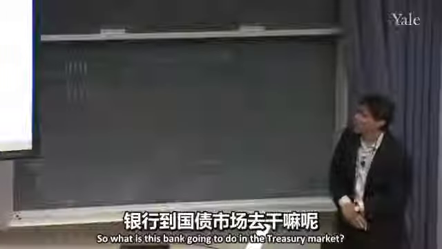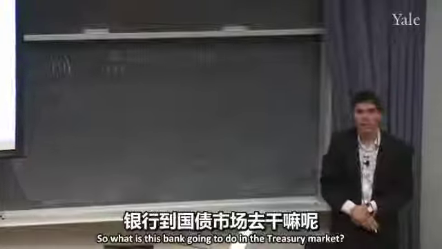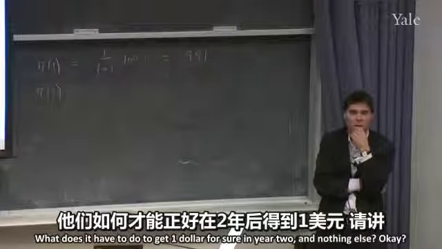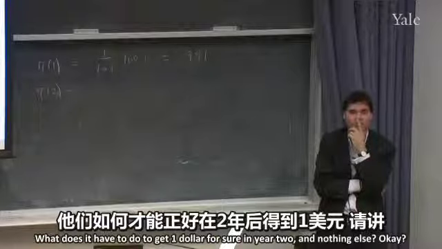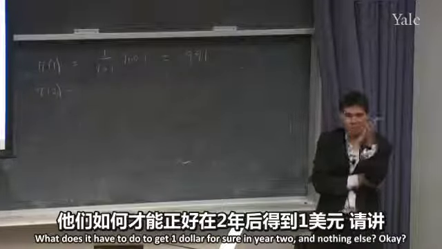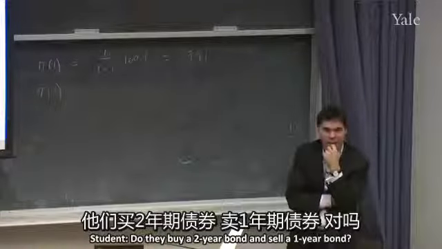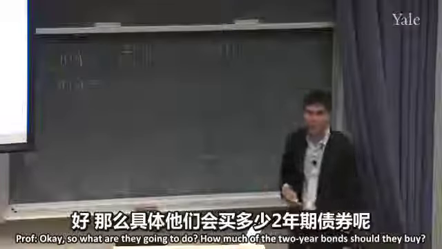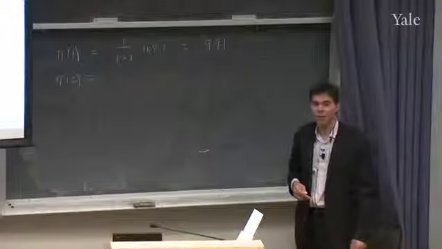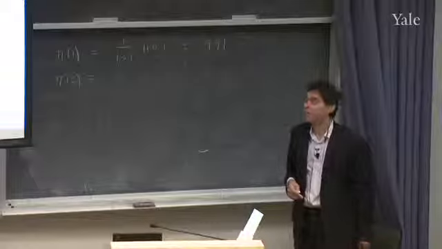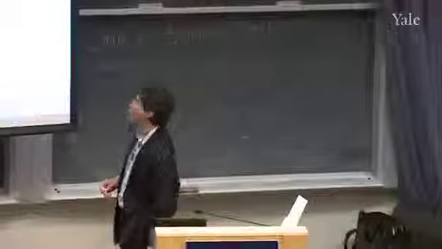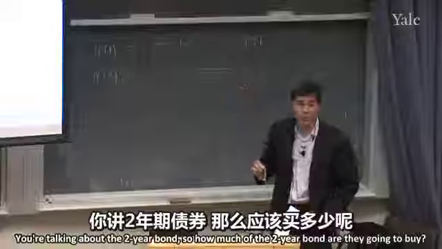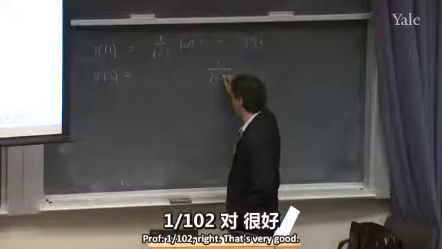So what is this bank going to do in the Treasury market? What does it have to do to get $1 for sure in year 2 and nothing else? Could they buy a 2-year bond and then sell a 1-year bond? Okay, so what are they going to do? How much of the 2-year bond should they buy? One. The 2-year bond, you're not selling, you're buying. So how much of the 2-year bond are they going to buy? 1/102. That's right. That's very good.